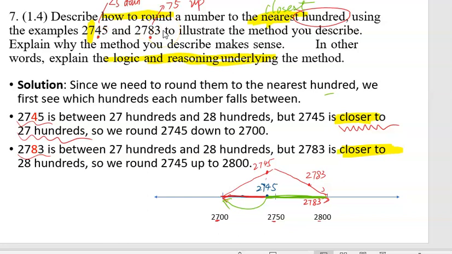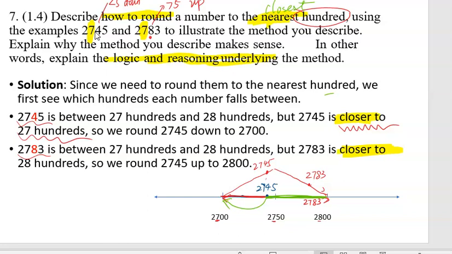Okay, but why do we do that? We are going to use a number line to show students why less than 5, run it down, and bigger than 5, run it up. And again, nearest means the closest 100. So let's take a look at the number line here.